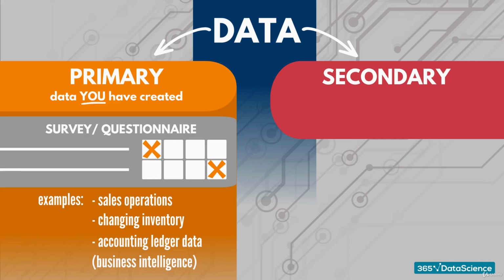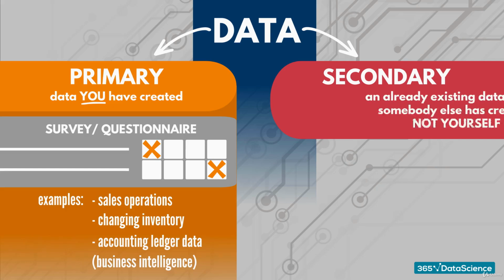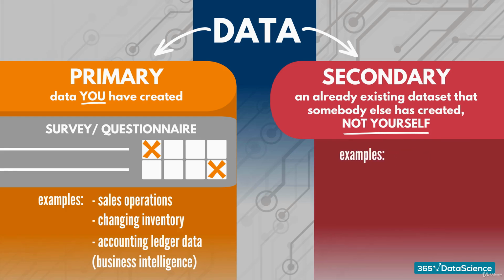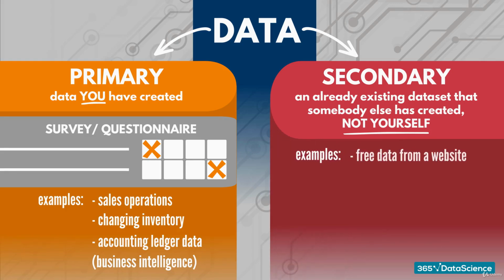The other, and actually more common type, is called secondary data. This is an already existing data set that somebody else has gathered and organized, not yourself. Data that you have downloaded from an online website for free or data that you've bought from an organization are both instances of secondary data.